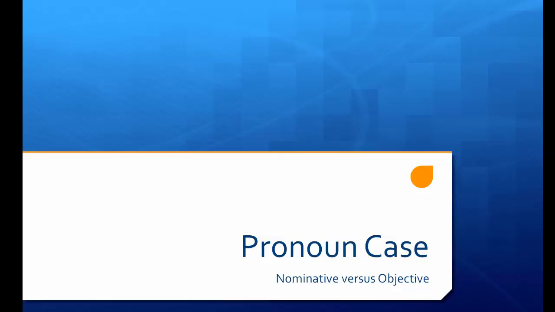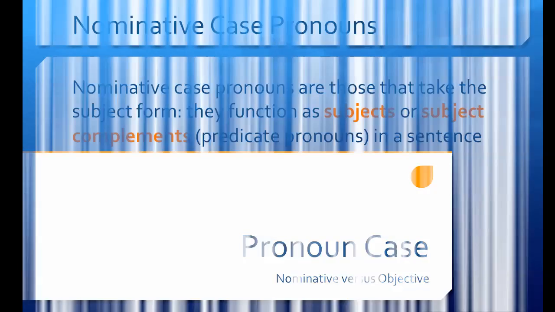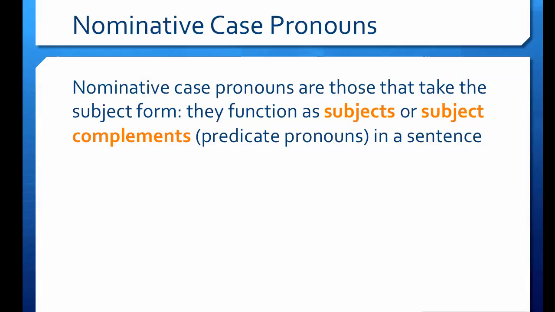In this video, you will learn how to differentiate between nominative and objective case pronouns. Nominative case pronouns are those that take the subject form. In other words, they function as subjects or subject complements, predicate nominatives or predicate pronouns, technically, in a sentence.